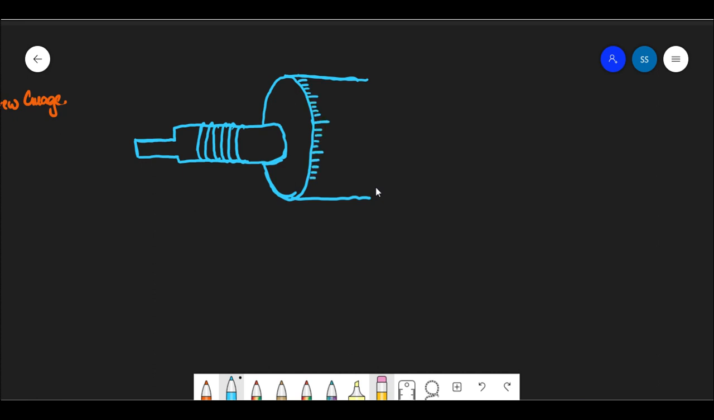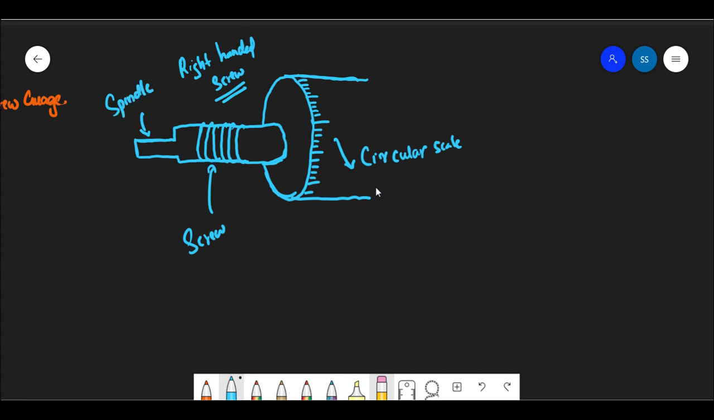This measurement has a name: the circular scale. And this is actually the screw. That's why it got the name screw gauge, which you can understand. Then this is the right-handed screw, fine. And this is the spindle, right? Now, guys, what is this right-handed thing?